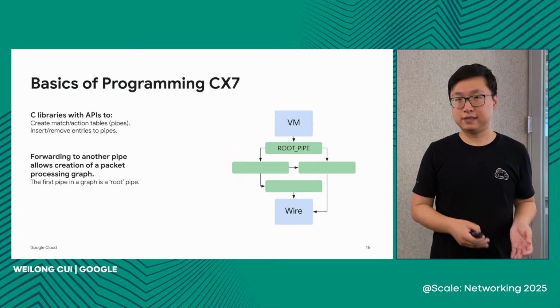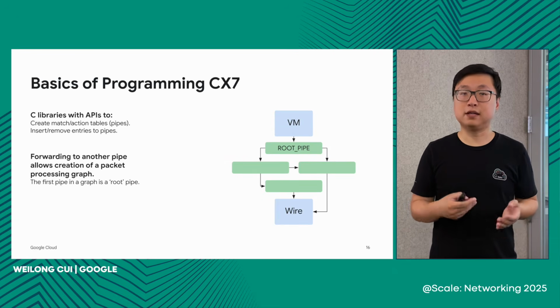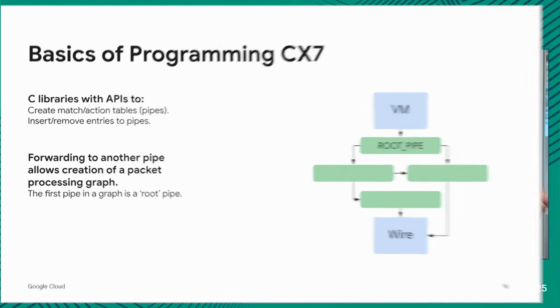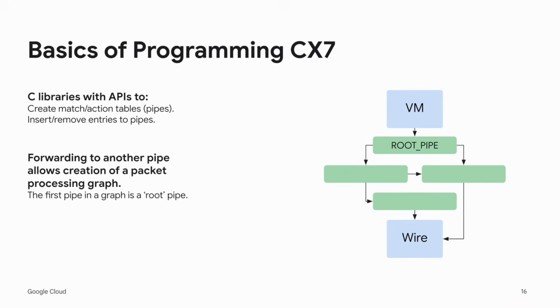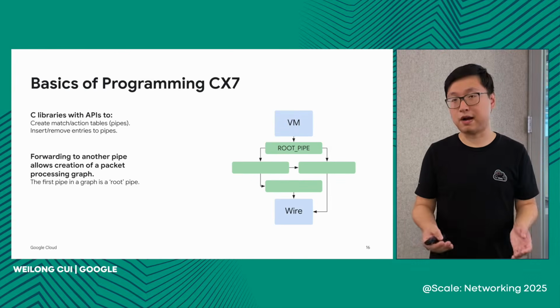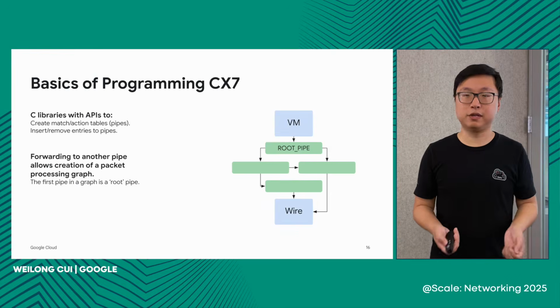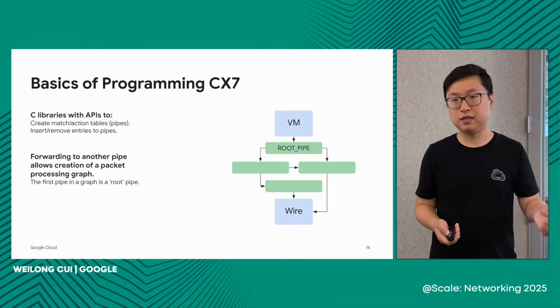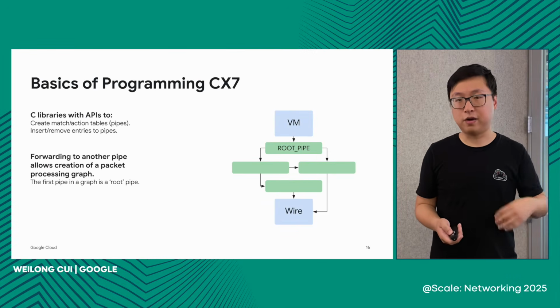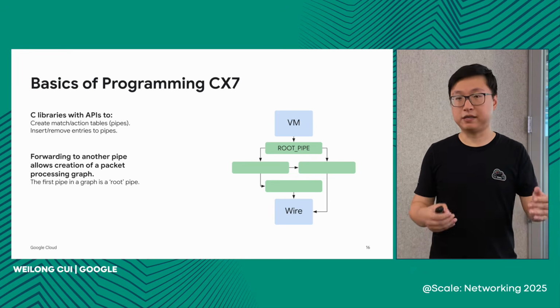And with DOCA Flow SDK, what we're dealing with is a collection of C libraries with APIs to program match action tables in hardware. And this is a very flexible and powerful programming model. It allows us to create a processing graph for all packets by forwarding packets between the ports, either on the VF or on the wire, and the pipes that we create in the hardware.